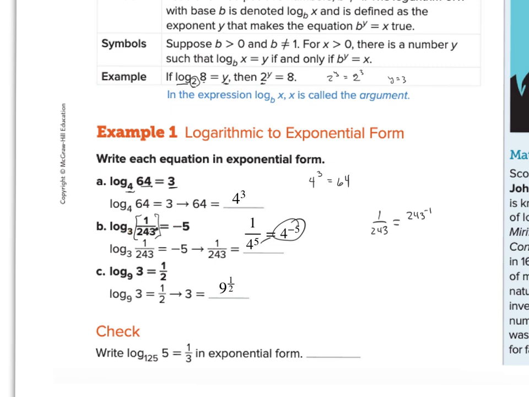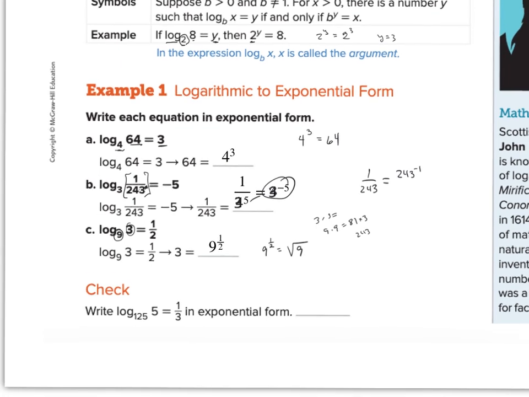I had to go through and fix my typo. That is 3 to the negative 5th, so 3 to the negative 5th is actually the same thing as 1 over 243. Again, 9 raised to some exponent is going to be 3. The 1/2 exponent is the same thing as the square root of 9. So again, using these same skills.